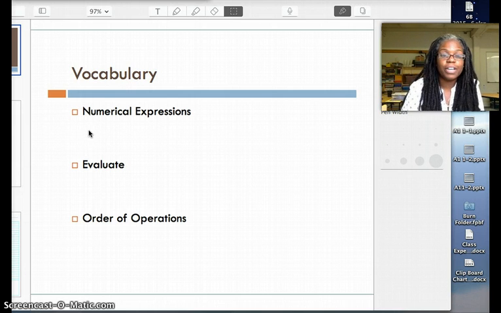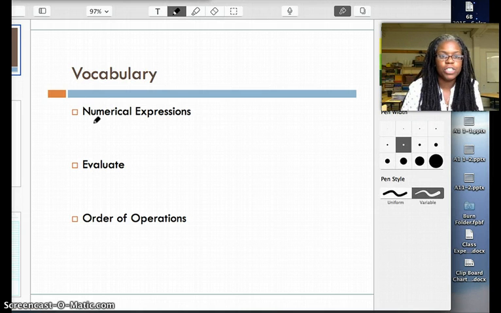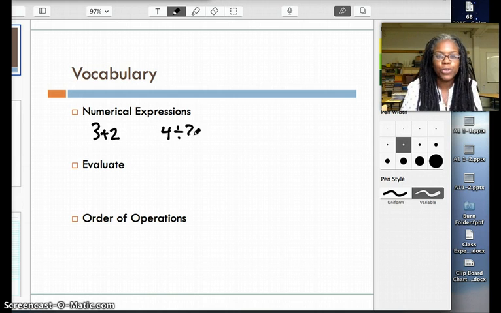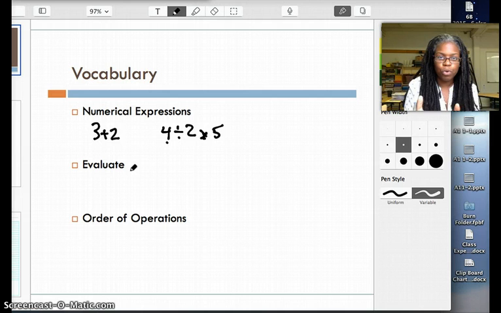Numerical expressions are expressions that contain numbers that are combined with addition, subtraction, multiplication, or division. So an example of numerical expressions would be 3 plus 2, or 4 divided by 2, all of that multiplied by 5. We could have any variety of grouping of numbers and operation signs to form a numerical expression. I want you to notice that numerical expressions don't contain an equal sign or anything like that. We'll talk about that later when we get into algebraic expressions. Anyway, that's numerical expressions.